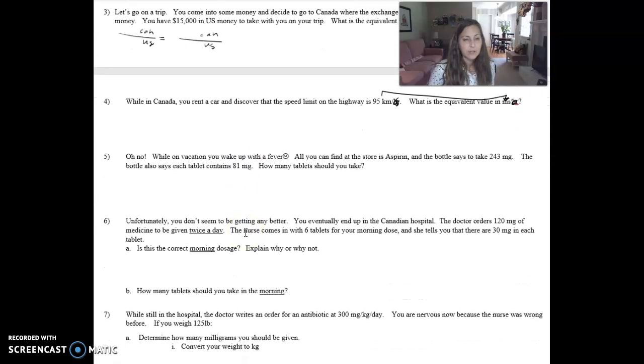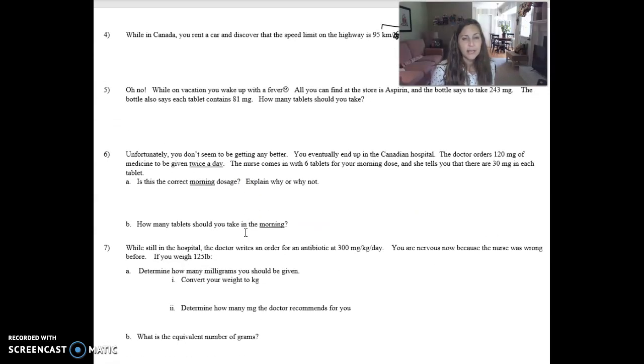You wake up with a fever. Let's keep going. You don't feel good. Now let's go to number 6. You end up in the hospital. The doctor orders you 120 milligrams of medicine to be given twice a day. Okay, so let's assume here you're going to take some in the morning, which is reasonable, and then you're going to also take another dose at night. That's important. The nurse brings 6 tablets, and she tells you that there are 30 milligrams in each tablet. Is this correct for the morning dosage? Now, I'm not talking about the all-day dosage, but for your morning dosage, is that correct? Why or why not?